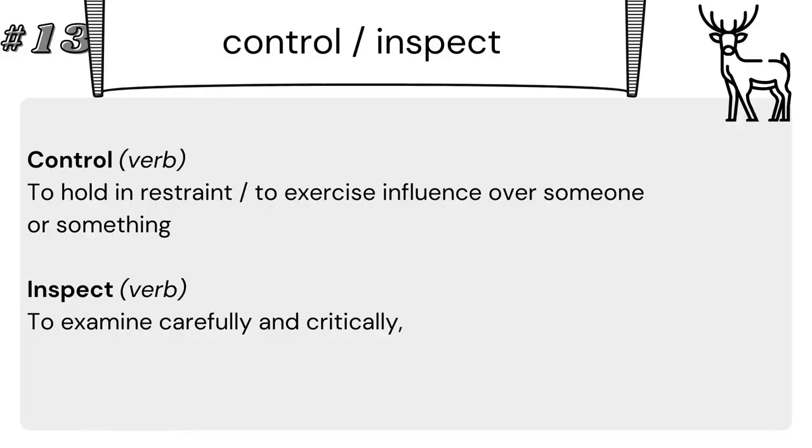Control, inspect. Two verbs which look different but have a similar meaning. Control means to hold in restraint, to exercise influence over someone or something. I control you. I tell you what to do. Inspect, to examine carefully and critically. I have this beautiful book here. I want to inspect the book. I want to see what's inside.